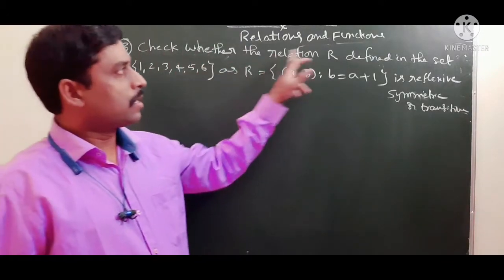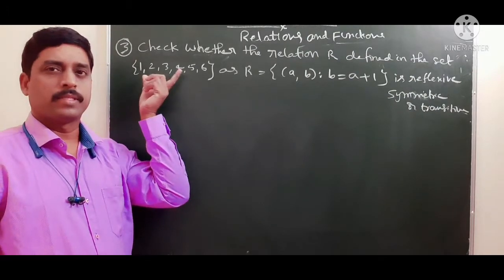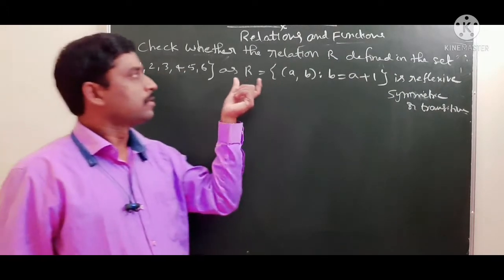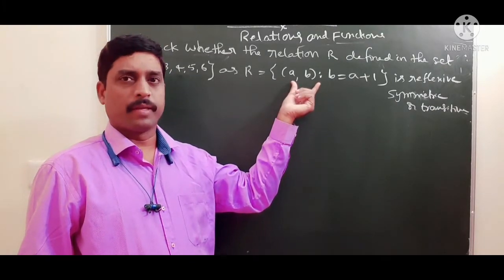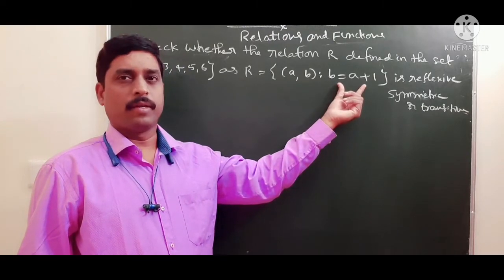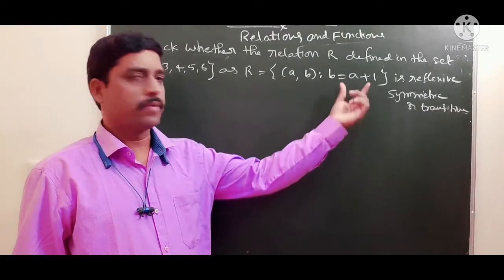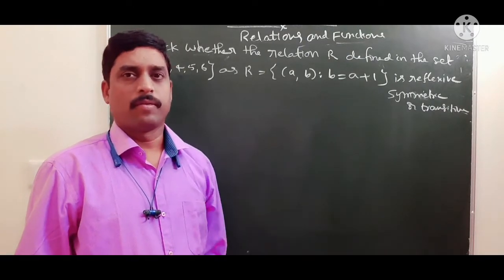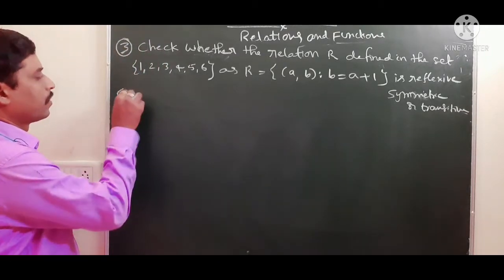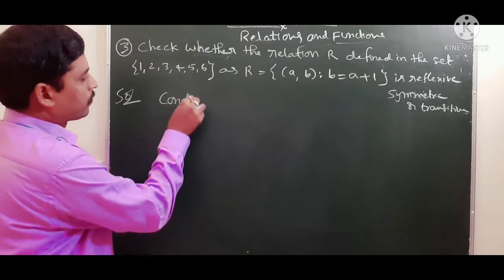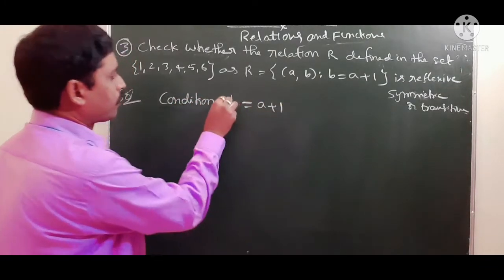Check whether the relation R defined in the set. So the set is given. The set has 6 elements. The relation R is the set of ordered pairs where the condition is B is equal to A plus 1. Check whether it is reflexive, symmetric, transitive. So what is the given condition? B is equal to A plus 1. First, we have to find the relation. So the given condition is B is equal to A plus 1.